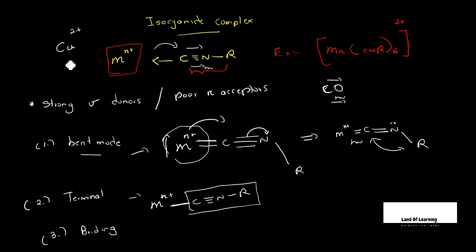The copper 2 plus having a higher electron density, it can donate electron density towards the carbon to form this pi character, which causes this bond to break and form a lone pair on nitrogen. It will go to the bent mode. So normally the bent mode goes with the presence of backbonding, terminal with no backbonding.